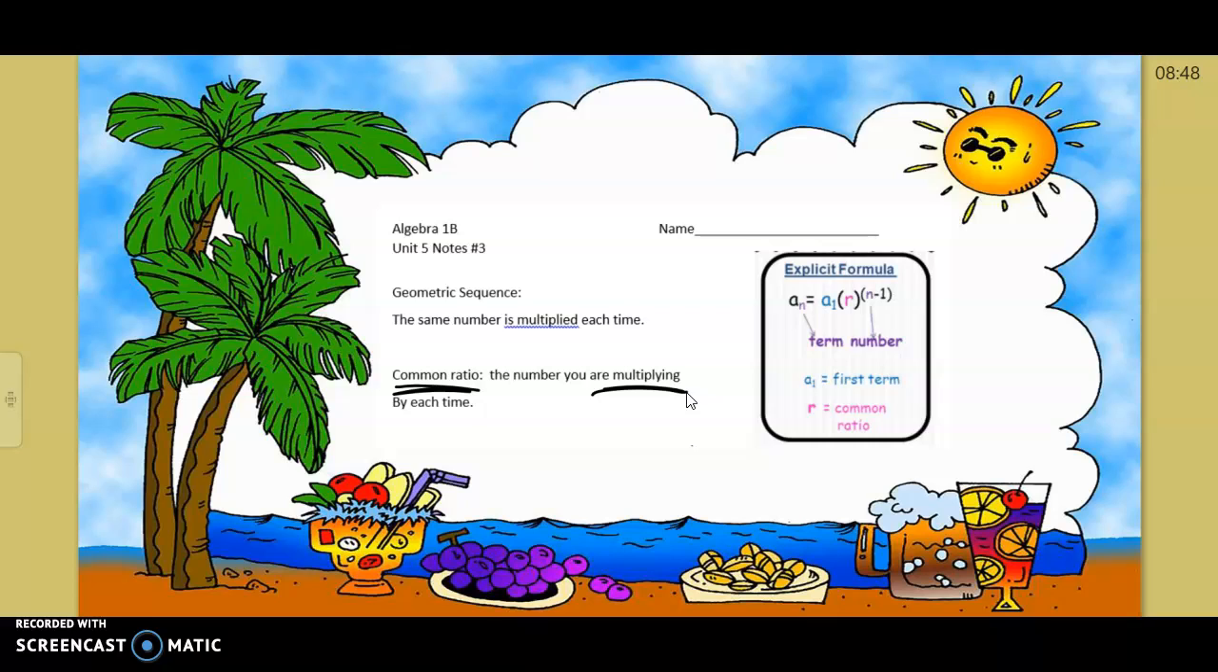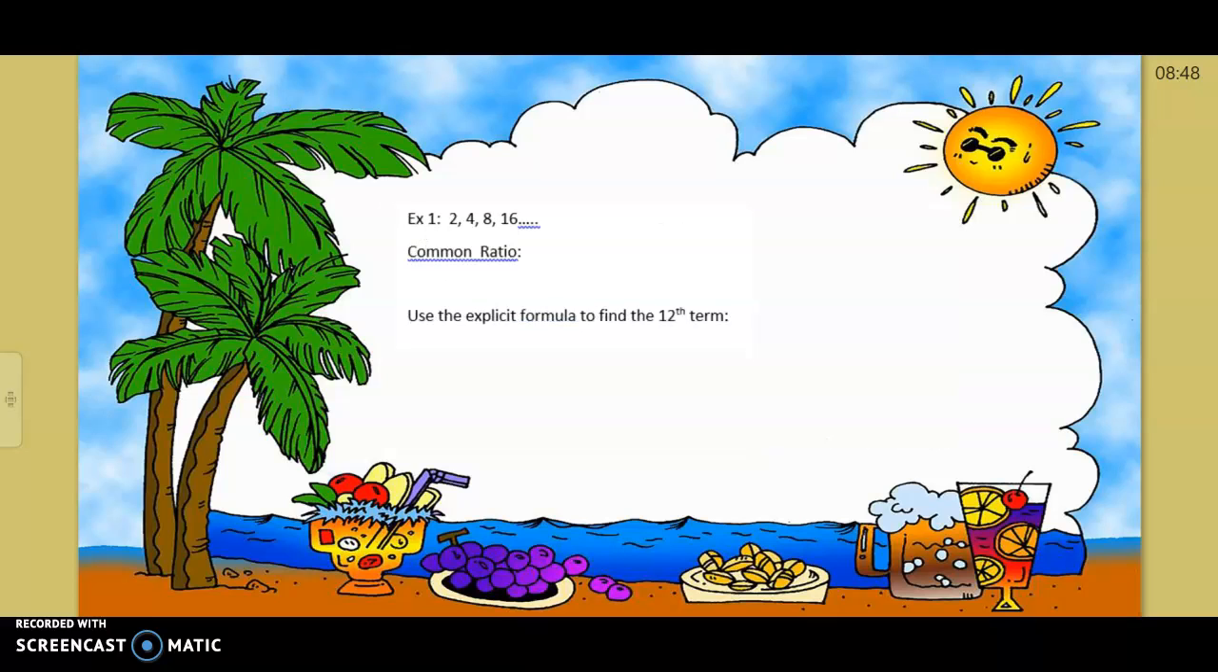A few things stay the same. We're still going to use this A1 to figure out some number in the future. The first term is still going to be considered A1 for the first term, and the common ratio is going to be represented by R today instead of the letter D for difference. So that's how you can tell them apart.